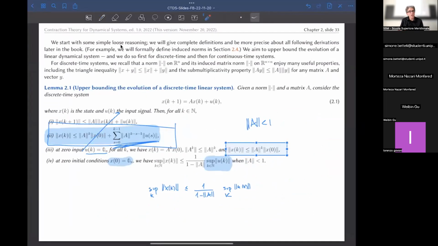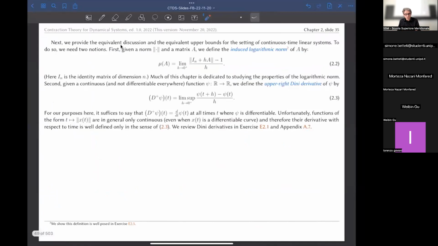Okay, so this is easy. I have a discrete time system. And as you see, if I want to upper bound the solution of a discrete time system using norms, I am using the properties of the induced norm: triangle inequality, submultiplicativity, and I take these limits. 1 over 1 minus the norm is the Lipschitz constant from the disturbance to the state. How do I do this in continuous time?